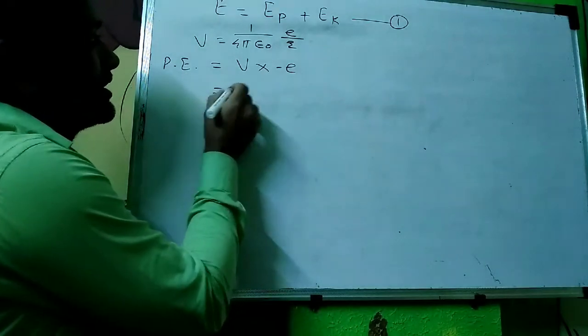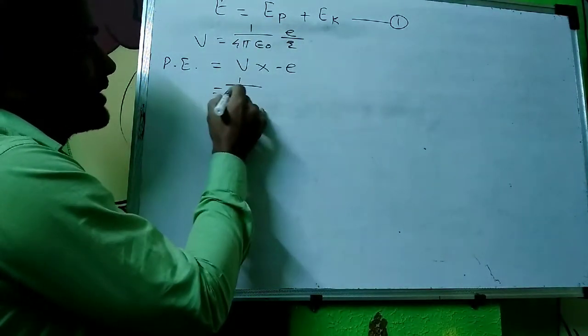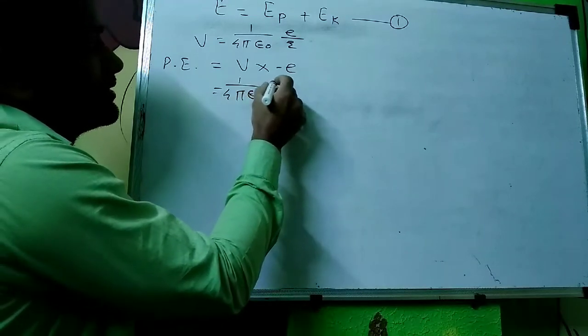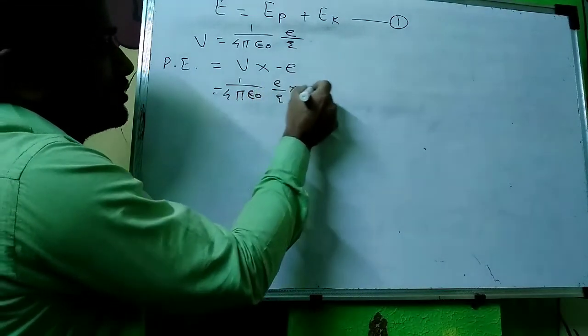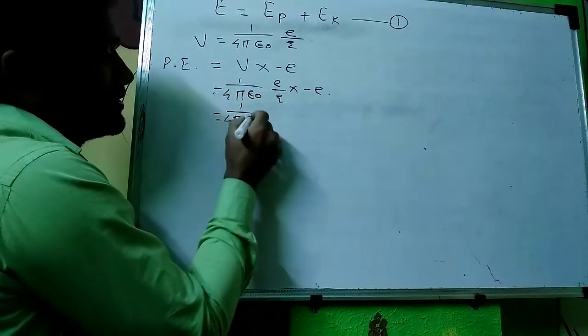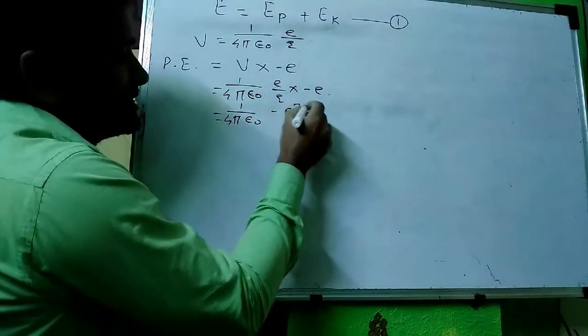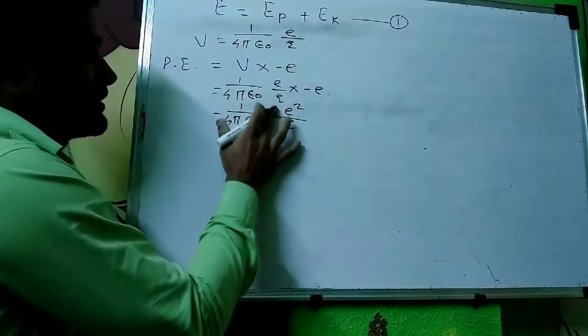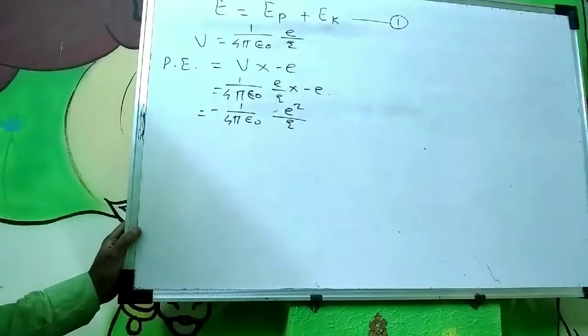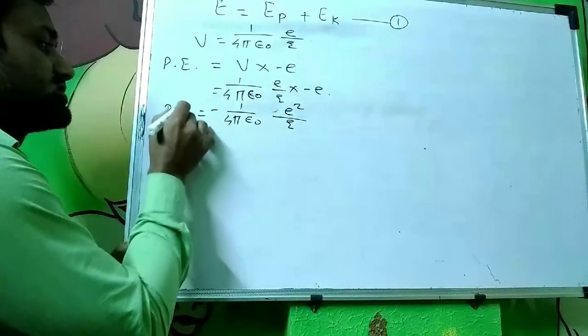So we can write V. What is the value of V? 1 by 4 pi epsilon naught e upon r into minus e. So we can write 1 by 4 pi epsilon naught into minus e square by r, or we can write the minus sign separately. So this is about the potential energy.